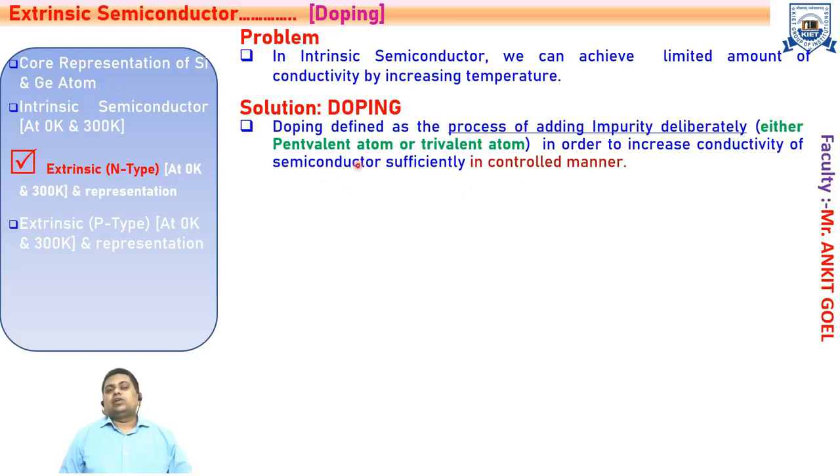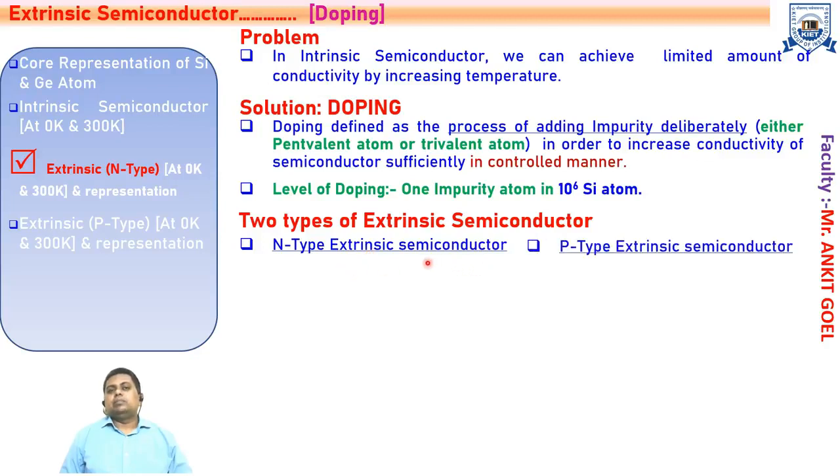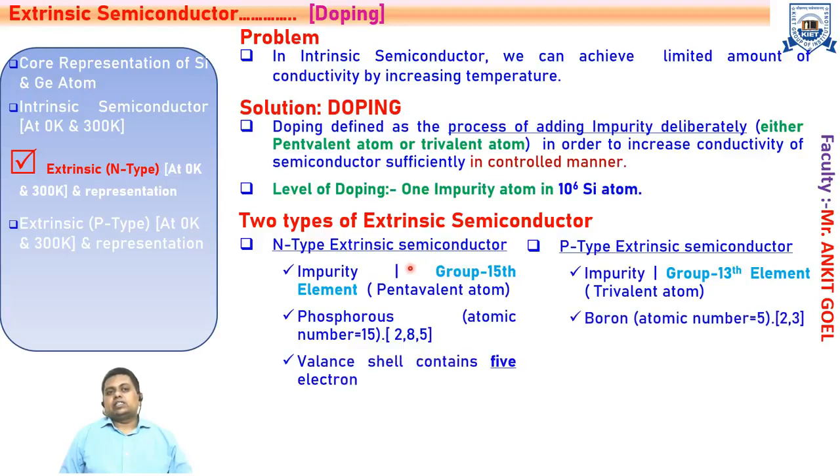Note that the conductivity of the semiconductor can be controlled by controlling the amount of doping in the semiconductor. So we have two types of extrinsic semiconductor. One is the N-type extrinsic semiconductor, and another is the P-type extrinsic semiconductor. In the N-type extrinsic semiconductor, we use group 15 elements or pentavalent impurities, which have 5 valence electrons in the outermost orbit.